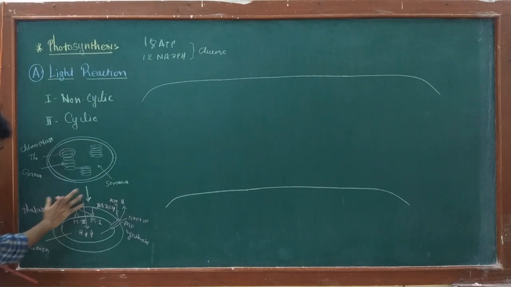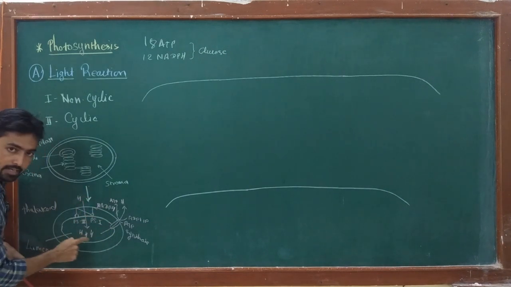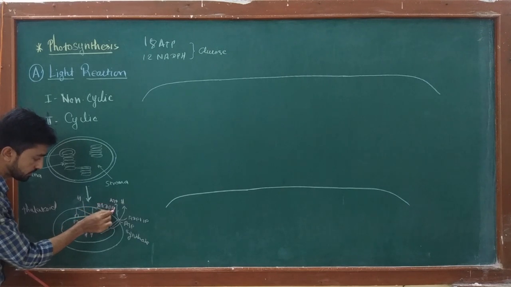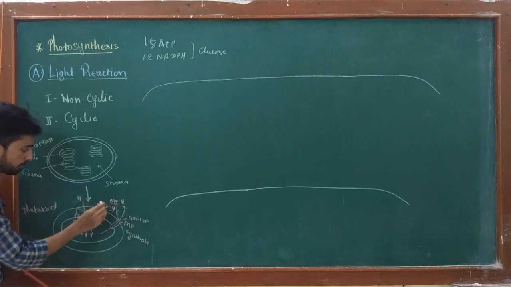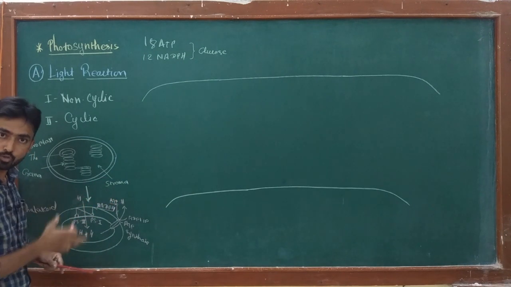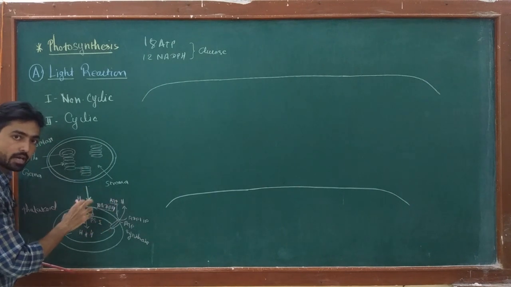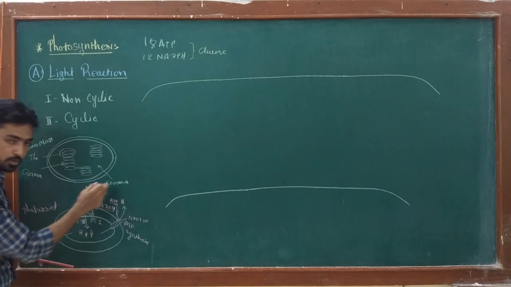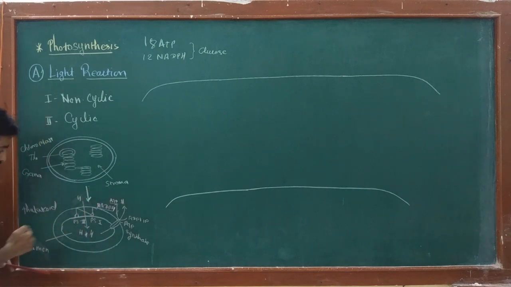Okay, this is the general view of light reaction. At the end of the light reaction, both NADPH and ATP are produced outside the thylakoid membrane, in the stroma, and we know that the dark reaction generally occurs inside the stroma. So both these energy carriers are required in the stroma, so they are produced outside the thylakoid, directly in the stroma. Okay, so this is the basic idea of the light reaction.